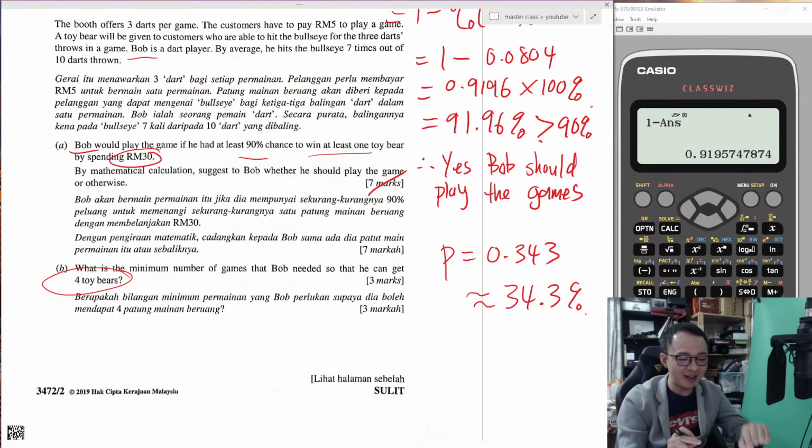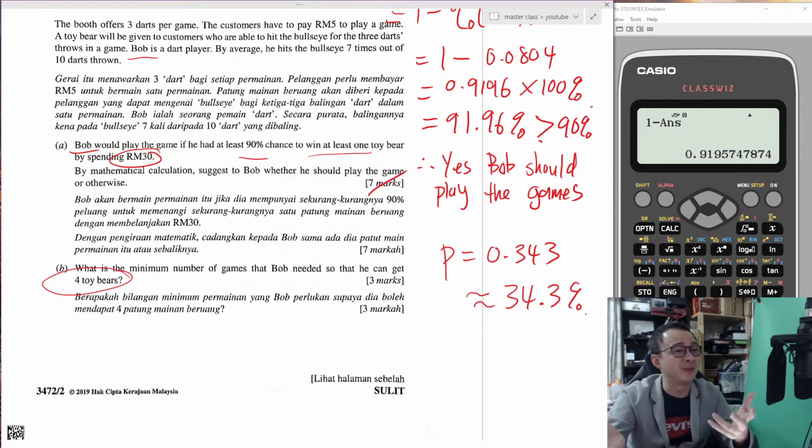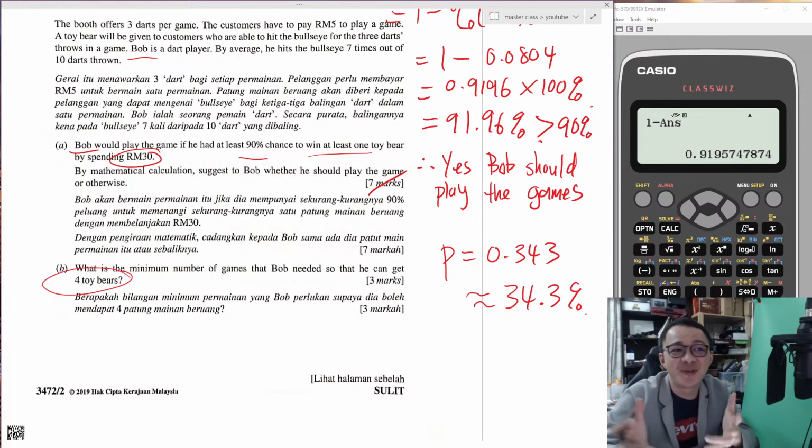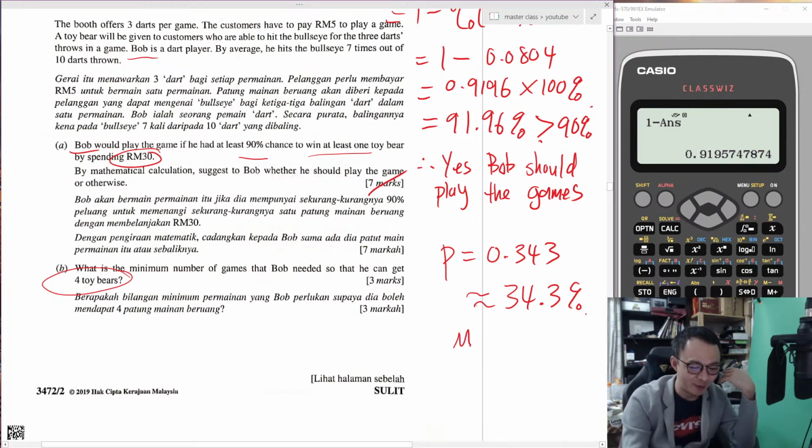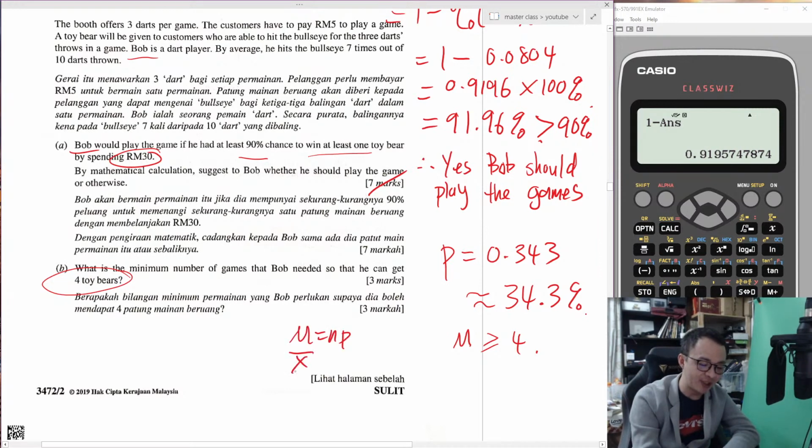So if right now he wants to get about 4 bears, then I want to know on average how many games he needs to play. So average means what? Average means mean. I need to find the mean. So therefore, I think the mean, he wants to win at least 4 bears, or to get the 4 bears. Okay, so I would say 4. Okay, so mean in the binomial topic, we know mean is basically NP, right? Or sometimes we use this sign to represent mean. Okay, it's NP. So NP is bigger or equal to 4.